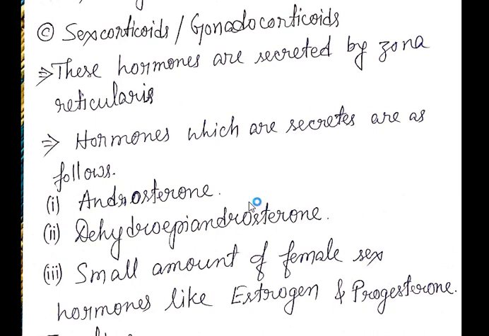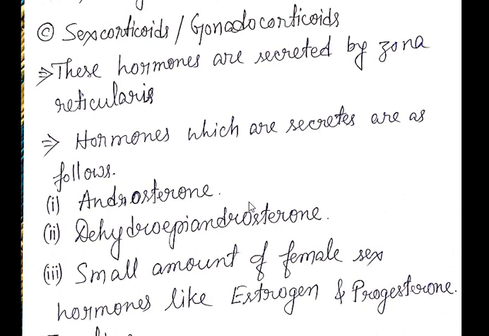See, always remember: mineralocorticoids, glucocorticoids, sexocorticoids or gonadocorticoids. These are the names of the groups of hormones. Under that there are many different types of hormones. We are discussing the main hormones which are in our syllabus or which are important according to our syllabus. So in sex corticoids, we have different types of hormones, namely, first is androsterone, then second one is dehydroepiandrosterone, then other hormones are also secreted in small amounts.